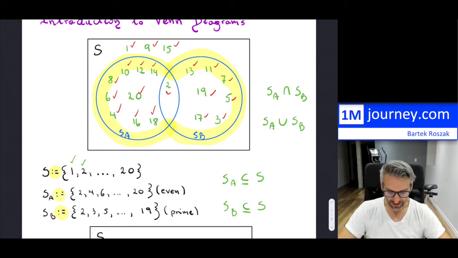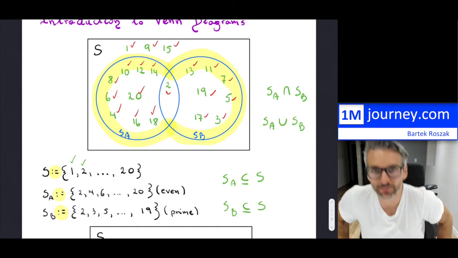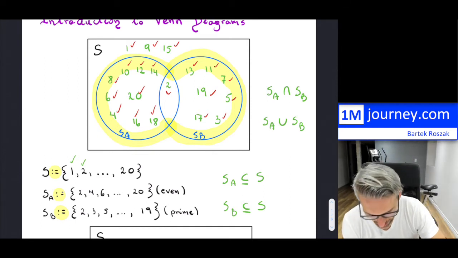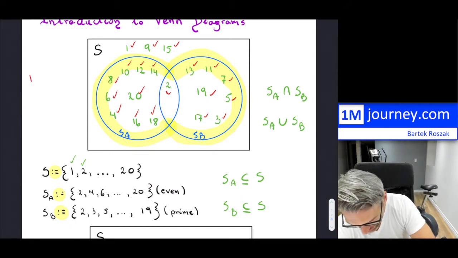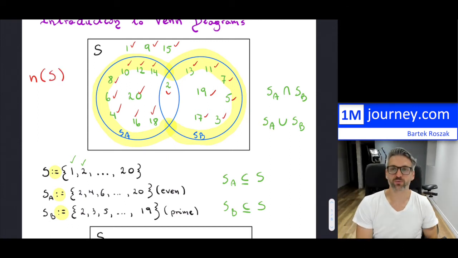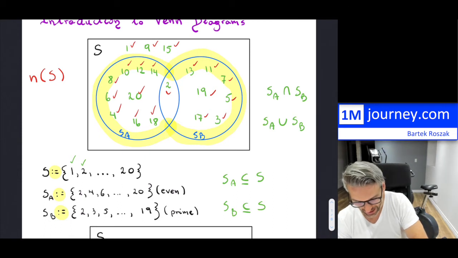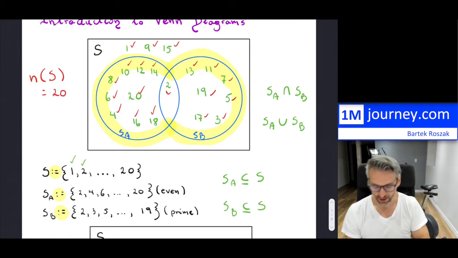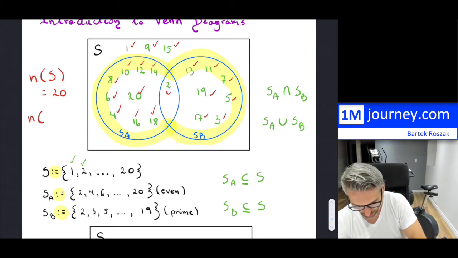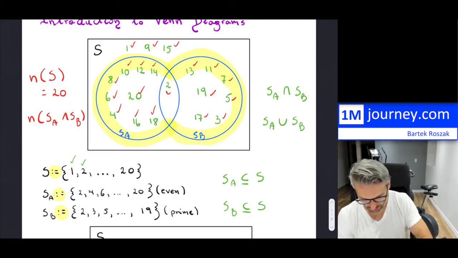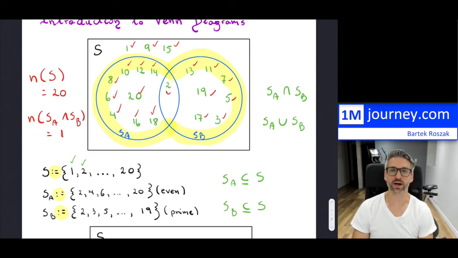Now, in order to ask how many total items or how many total elements there are, we like to do something like this. We like to say n, which is the number of, okay, and then it's almost like a function where we say n and we input the set S, and we're asking, how many total items were there in the set S? And we know that there are 20. We can also ask, how many total items were there in the intersection between the two sets, like this? Well, there's only one item, so this would be equal to 1.